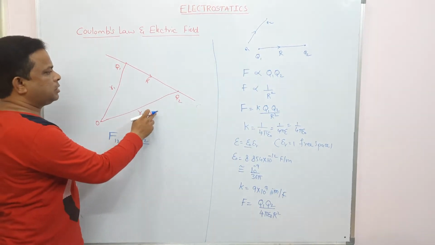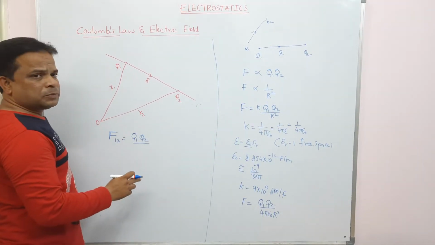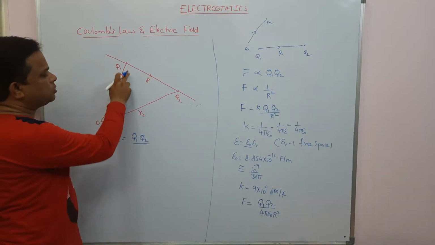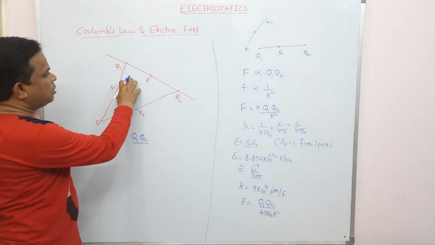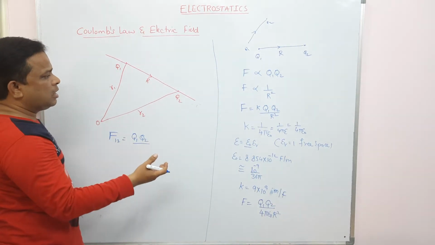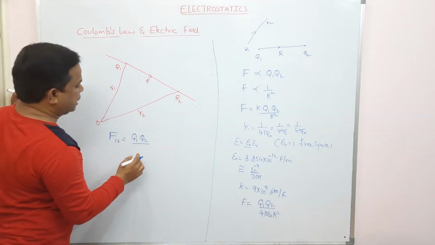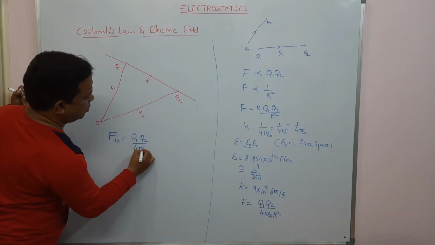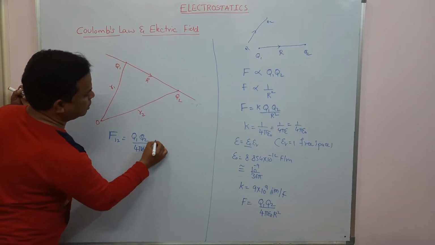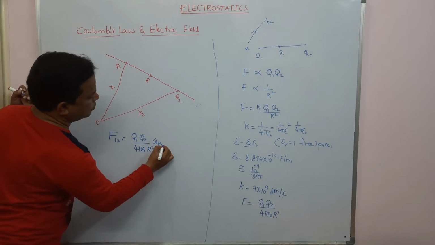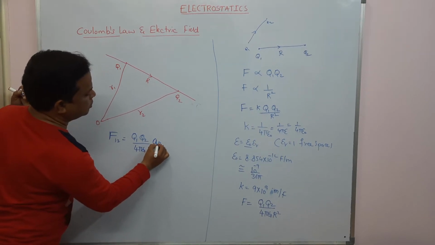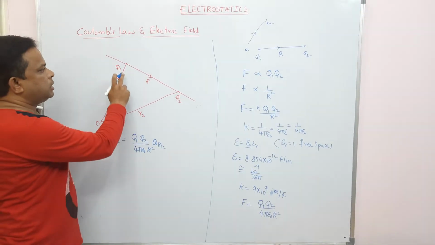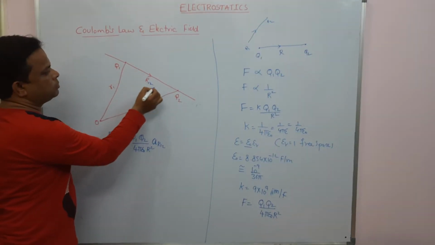Why? Because these vectors are going to have a specific direction, because they give the direction on which side the force is acting. We have to indicate it in the form of vectors here. So that is 1 by 4 pi epsilon naught r square into AR12. So AR12 is going to give the unit vector along the direction R12.